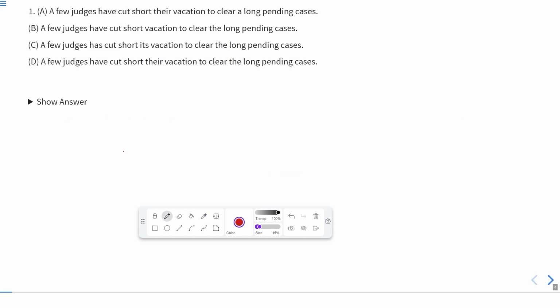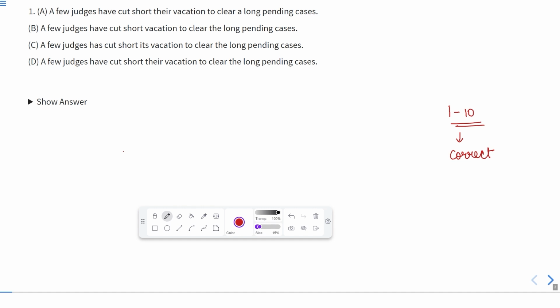This is question number 1. We have questions 1 to 10 over here, and in all these 10 questions we have to look for the correct sentence, which means the grammatically correct sentence. There are 4 sentences and we have to look for the grammatically correct one. So let us see the first one.